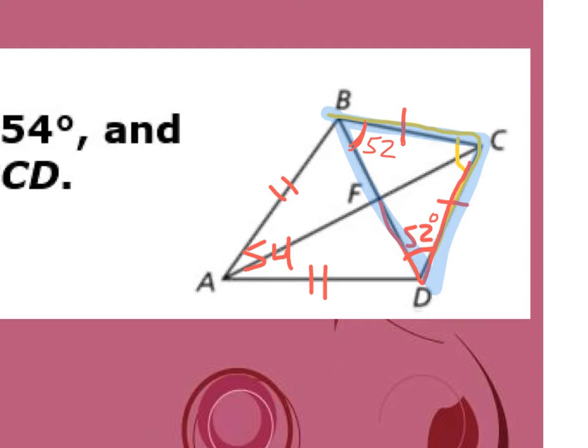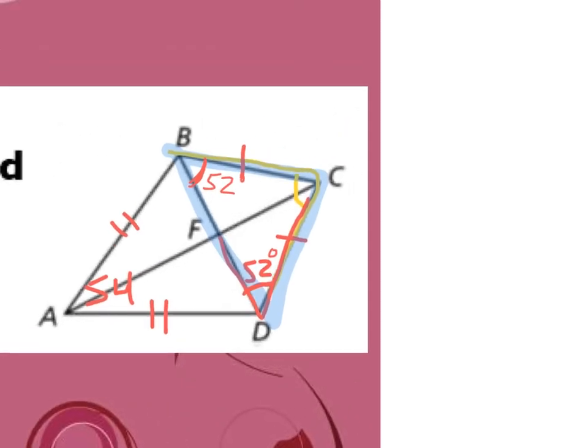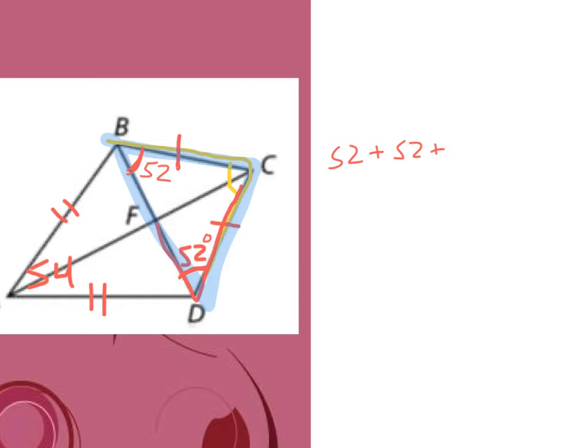Perfect. Since this triangle, the blue one, is a triangle, we know all three angles are going to add up to 180. So we have 52 plus 52 plus, let's call this yellow one angle X, because that's what we're looking for, is equal to what? 104. 180. All three of them add up to 180. So 52 plus 52 is 104. So we're subtracting 104 from both sides, and we get X is equal to 76.